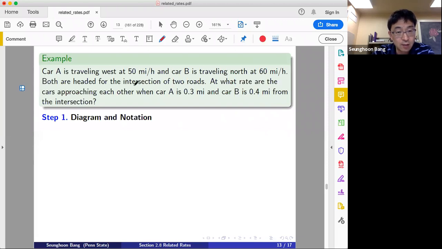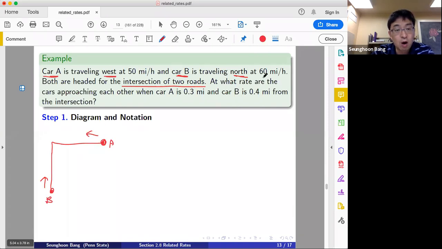What would the diagram look like? We have the intersection of two roads, so you can draw it like this. Car A is here, traveling west. Car B is traveling north. So like this. So what happens?